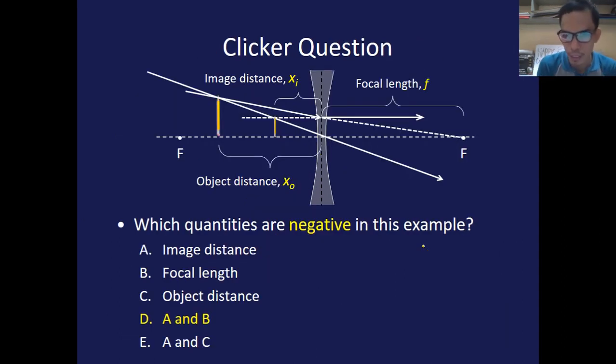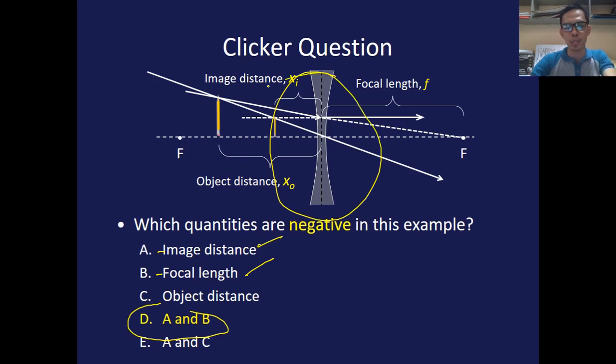So let's have this question. Now let's see if you get my first discussion about this lesson. Which quantities are negative in this example? Why is the answer A and B? It's because only the distance of the image and the focal length can differ, because they have sign convention. Sometimes focal length can be negative and image distance also can be negative, depending on what kind of lens you are using. That's the reason why the answer here is letter D.